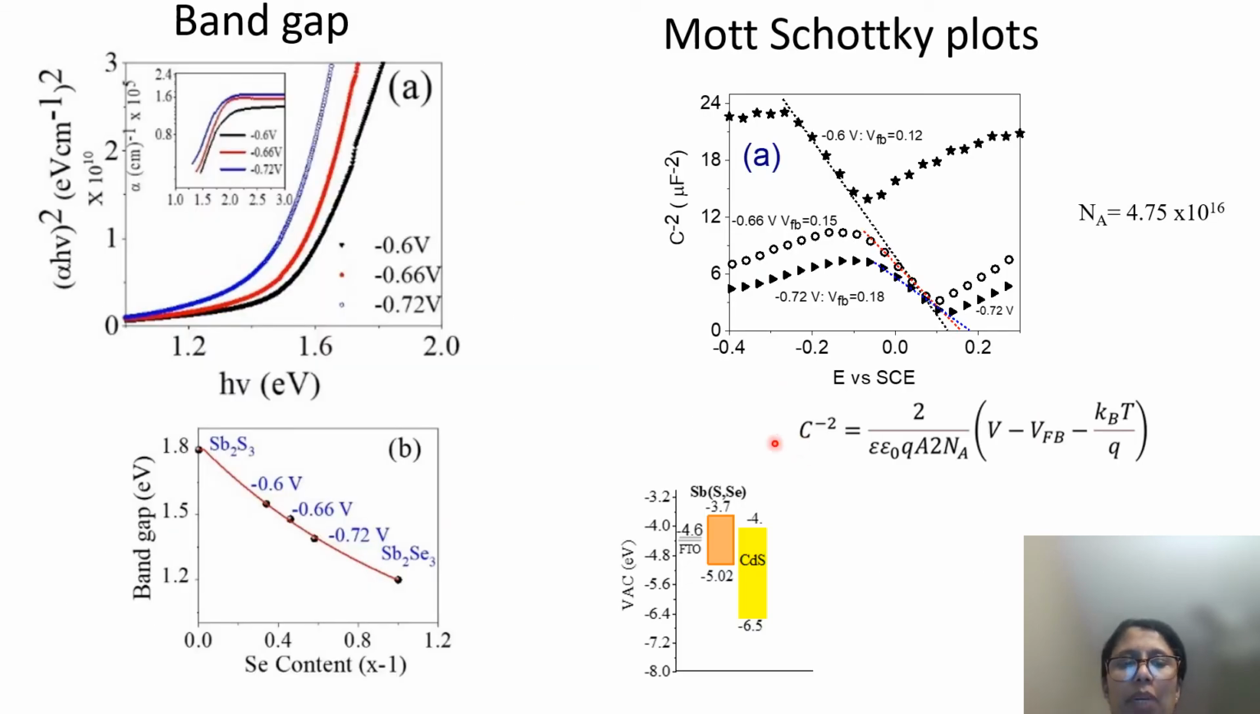The band gap of this material was also estimated. You can see that this is the band gap of antimony sulfide, and this is the band gap of antimony selenide, and the band gap of this material was in between the band gaps of these two materials. The photoelectrochemical measurements showed that the materials are p-type. The negative slope shows that the materials were p-type, and the band edges calculated from the flat band potential showed that electron transfer is possible.